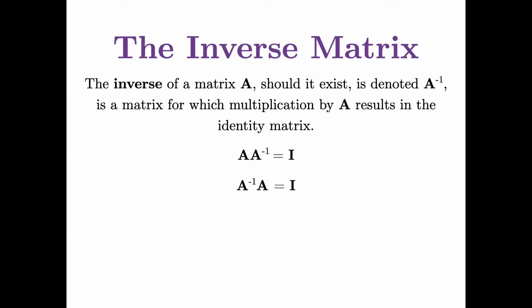Next, we have the inverse matrix. The inverse of a matrix A, if it exists, is denoted as A to the minus 1. We read that as A inverse. That's a matrix for which multiplication by A results in the identity matrix. So A times A inverse is equal to I, and similarly, if I multiply by the inverse on the left, I would also get the identity matrix.